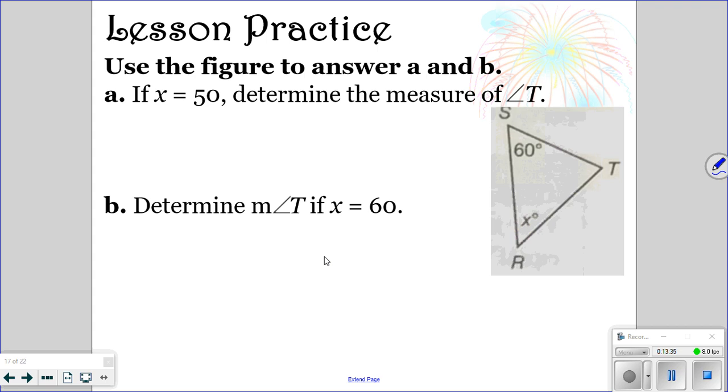Okay, so now we're going to do our practice problems. So y'all try these two. Pause the video. Once everyone's finished, y'all can unpause it and I'll go over them.